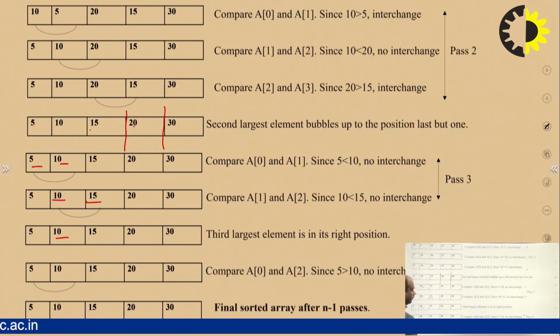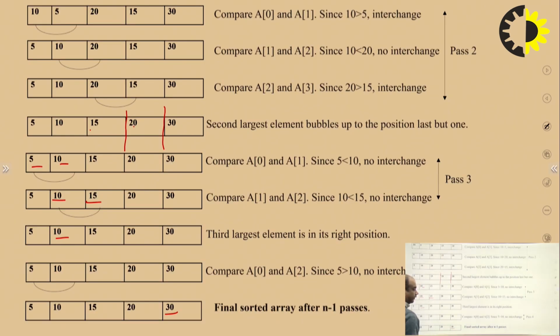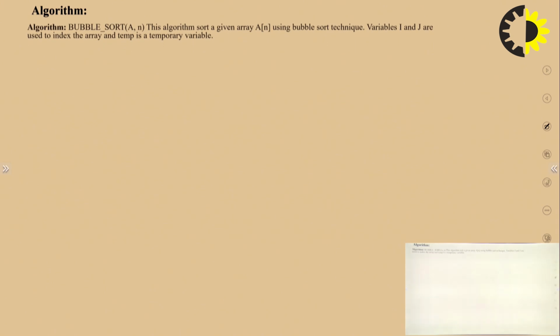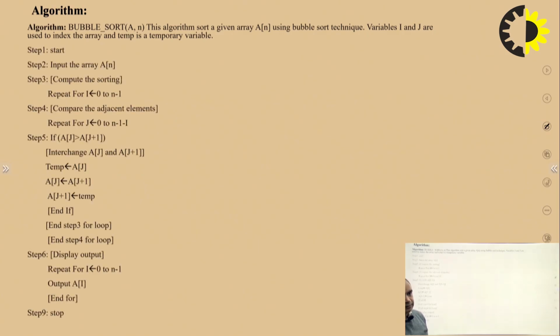We get the final sorted array after n minus 1 passes. So the algorithm is the bubble sort algorithm. The algorithm sorts a given array A using the bubble sort technique. Variables I and j are used for indexing the array, and temp is the temporary variable.